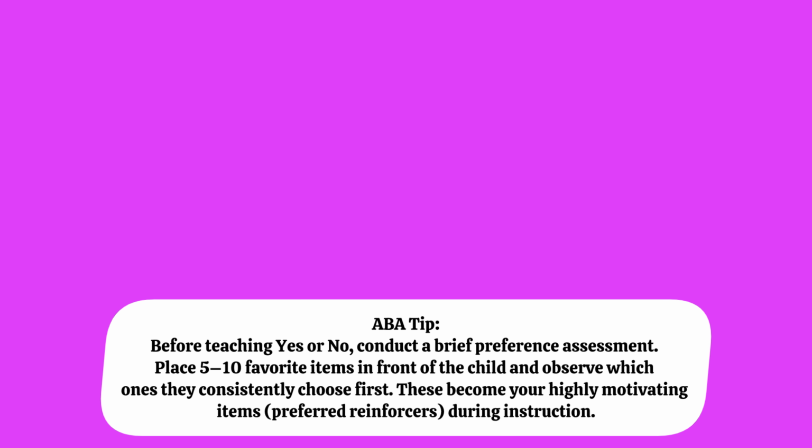ABA tip: before teaching yes or no, conduct a brief preference assessment. Place 5 to 10 favorite items in front of the child and observe which ones they consistently choose first. These become your highly motivating items, preferred reinforcers, during instruction.